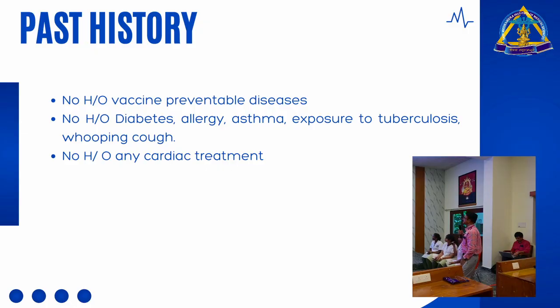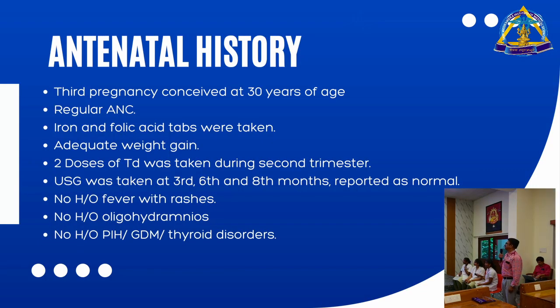Then past history: no history of vaccine preventable diseases, there is nothing relevant in the past history. Okay. Then antenatal history: third pregnancy, conceived at 30 years of age, regular ANC, iron and folic acid tablets were taken, adequate, blood pressure normal. Everybody knows how many iron and folic acid tablets? 180. Good. All these things are nothing relevant.